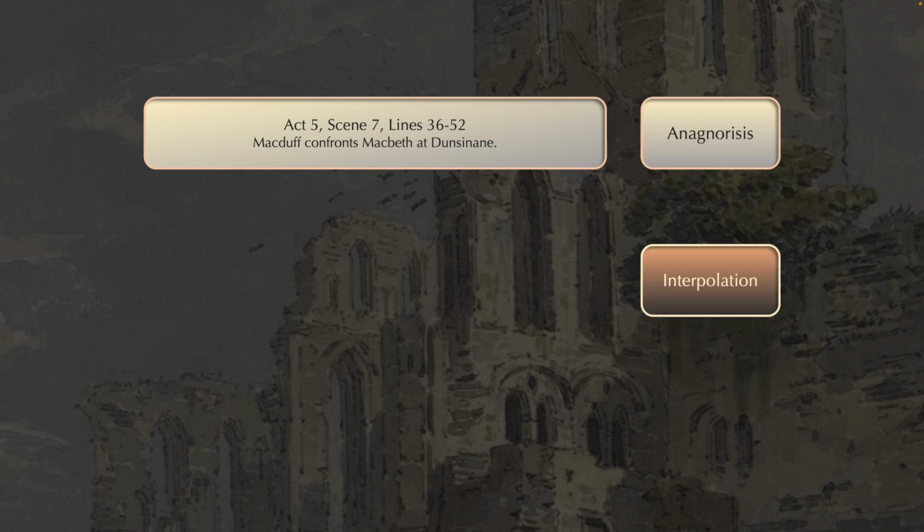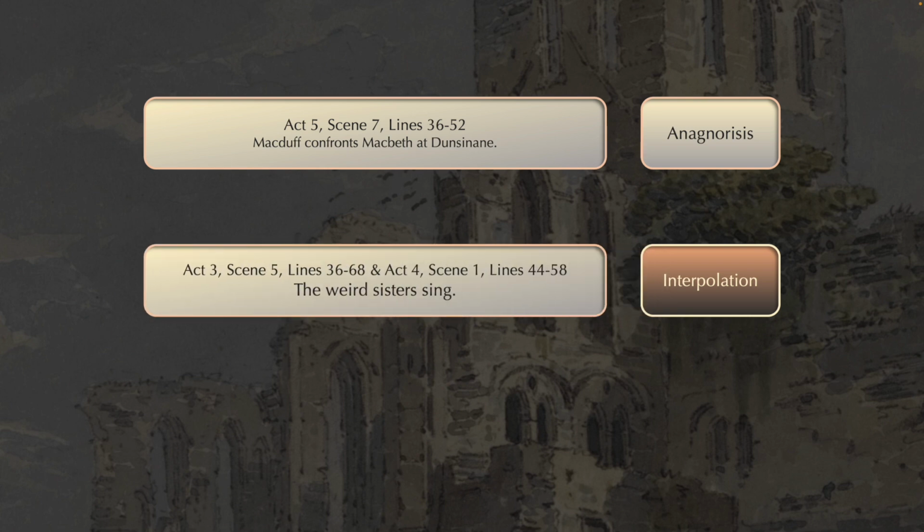Interpolation. So I'm going to point to two sections here. Both of them are songs. Act 3, Scene 5, lines 36 to 68, and Act 4, Scene 1, lines 44 to 58. These are the witches' songs, and they've only been included in modern editions of Macbeth for the last 30 or so years. For a long time, they were left out.